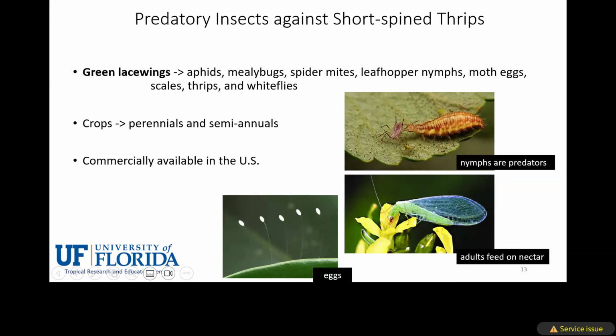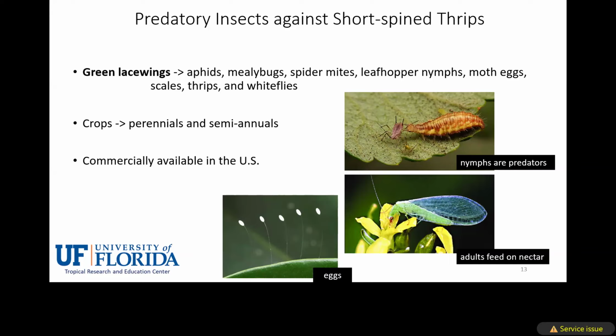The next one is the green lacewings, and they can prey on several insects as well, and thrips is one of them, so that's why we tested it against the short-spined thrips. It's commercially available here in the US, and it's interesting to show you here that the nymphs are predators, but the adults are not. They feed on pollen and nectar.